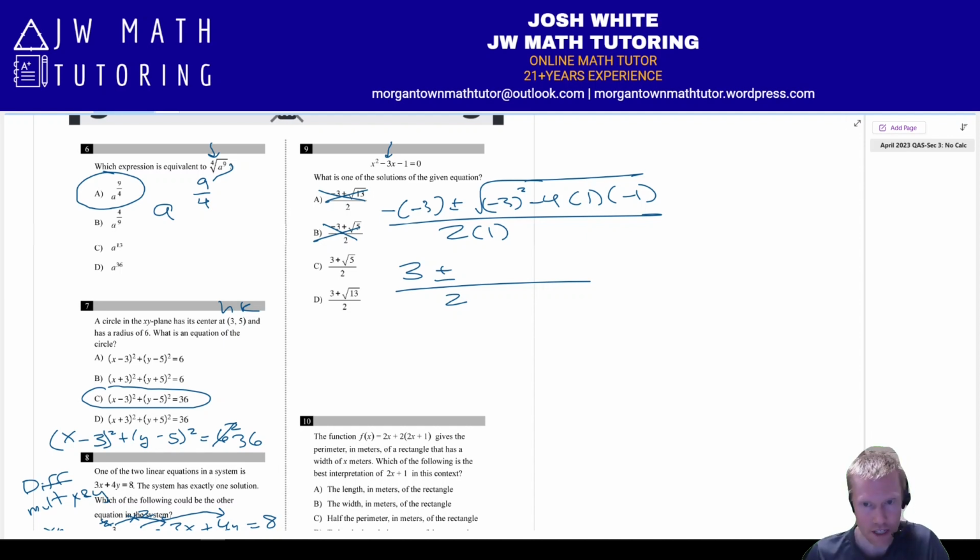So negative 3 squared is 9. Negative 4 times 1, negative 4 times negative 1 flips it to positive 4. So it's just going to be equal to 13. So the correct answer here is going to be D. Notice they technically say what is one of the solutions. That's why they only have the positive here. They just chose that one instead of the negative.